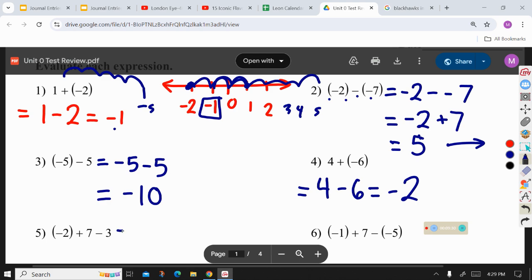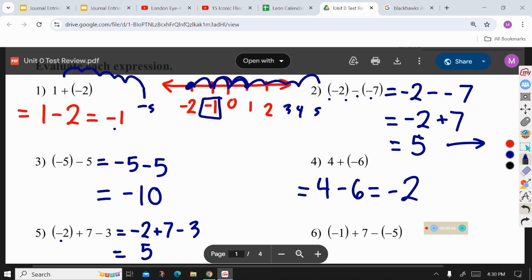For this one, again, we're mainly dealing with the double negatives. That's the part we want to deal with. So the negative 2, we'll just write it here. We got negative 2 plus 7, and then minus 3. Okay, so we just want to combine these numbers. Negative 2 plus 7 makes positive 5.